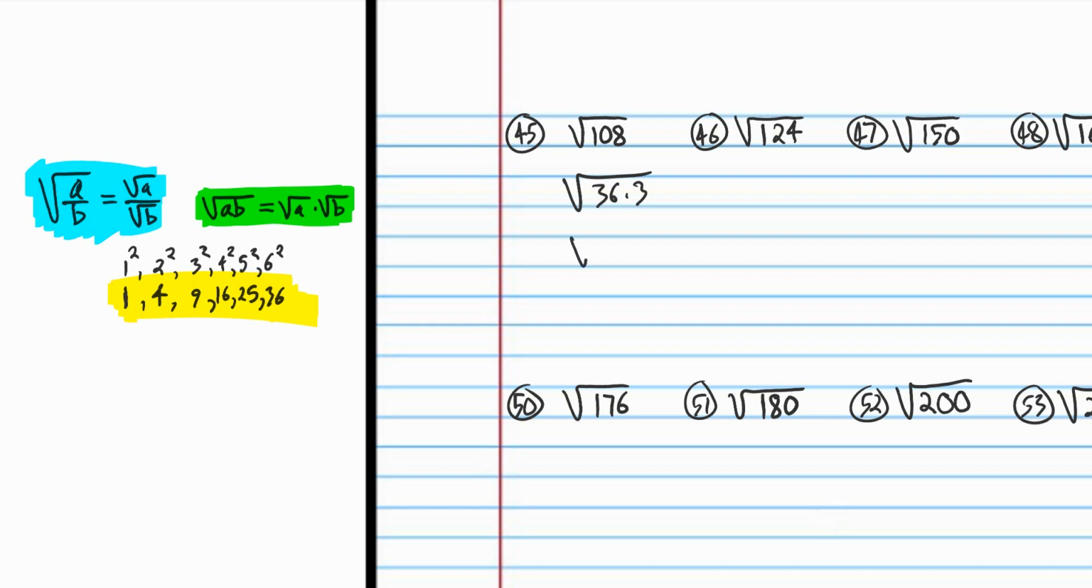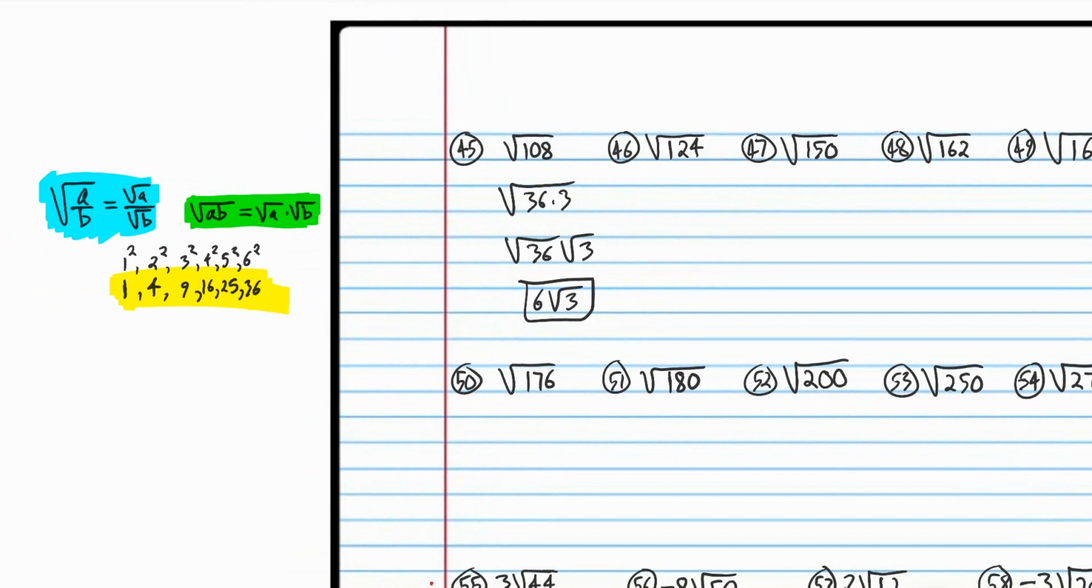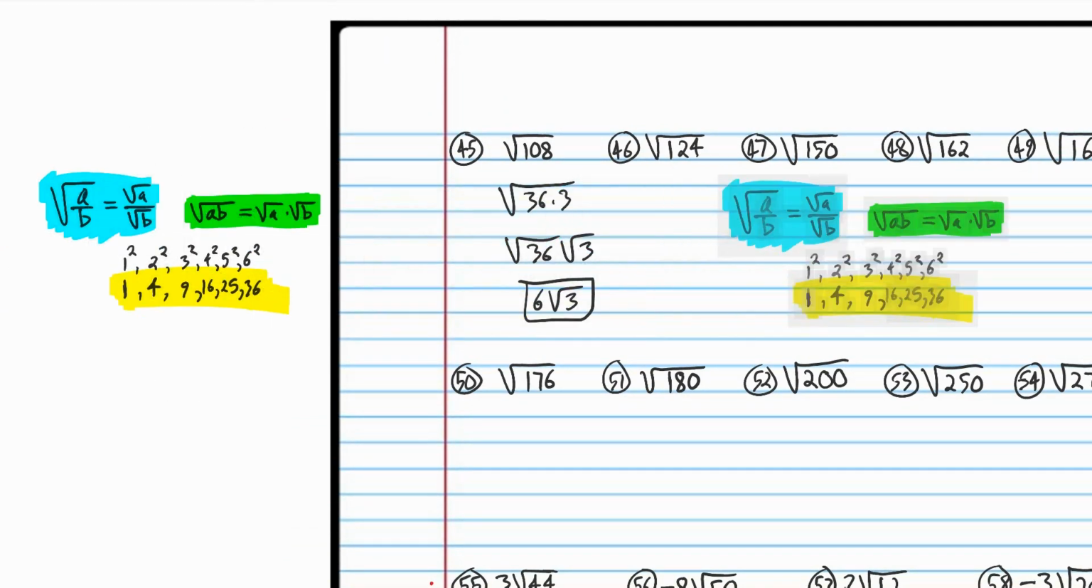So then we use the green principle, break it up, and we have 6 root 3. So if you got 6 root 3, good job. All right, so try number 46, and when you come back, we'll do it together.